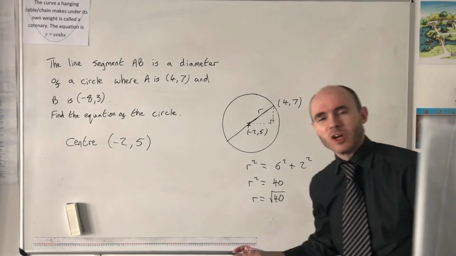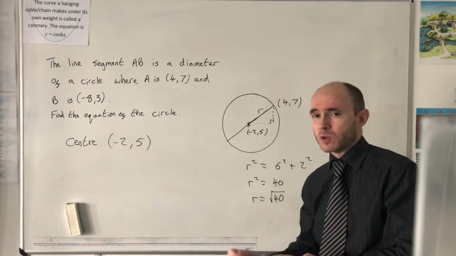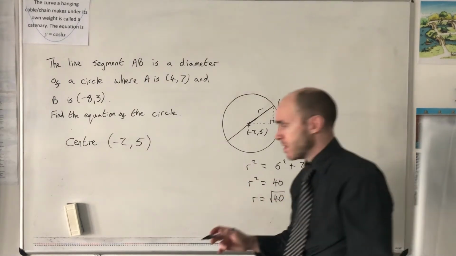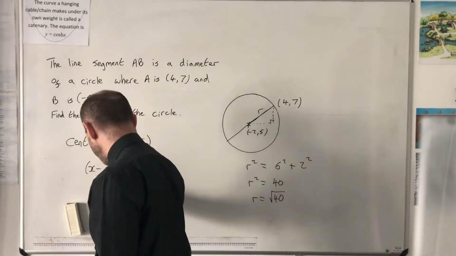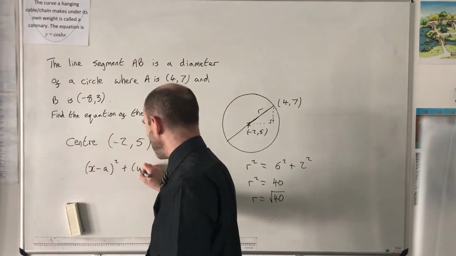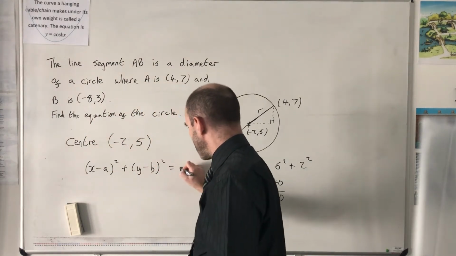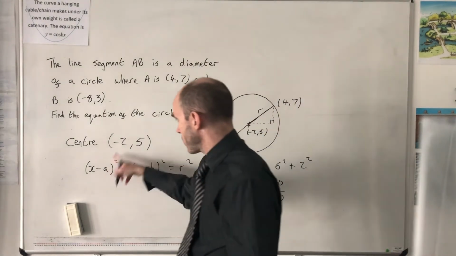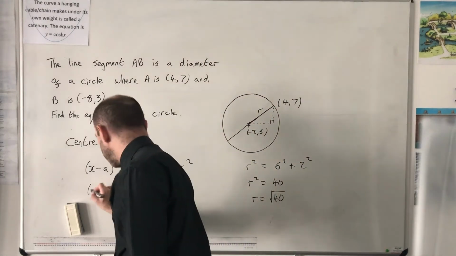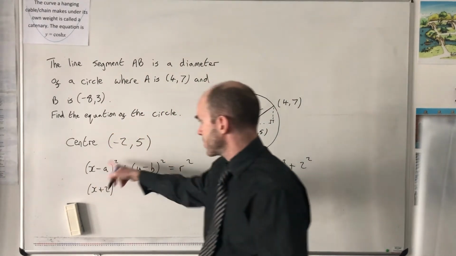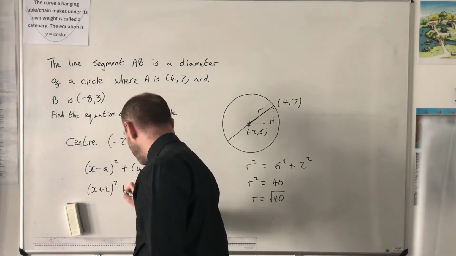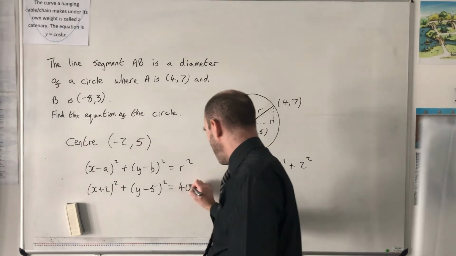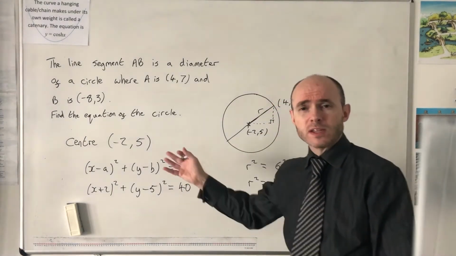But we don't actually need to know what the radius is specifically, because when we put it into the equation of a circle, it's r squared is what we want, isn't it? So if you remember the equation of a circle, x minus a squared plus y minus b squared equals r squared. Can you see what I mean? We're just going to put that in straight away. And then here we've got the coordinates of the centre. So you've got x plus 2, because it's x subtract -2 squared, plus y subtract 5 squared is equal to r squared, which is 40. And there you go, that's our equation of a circle.